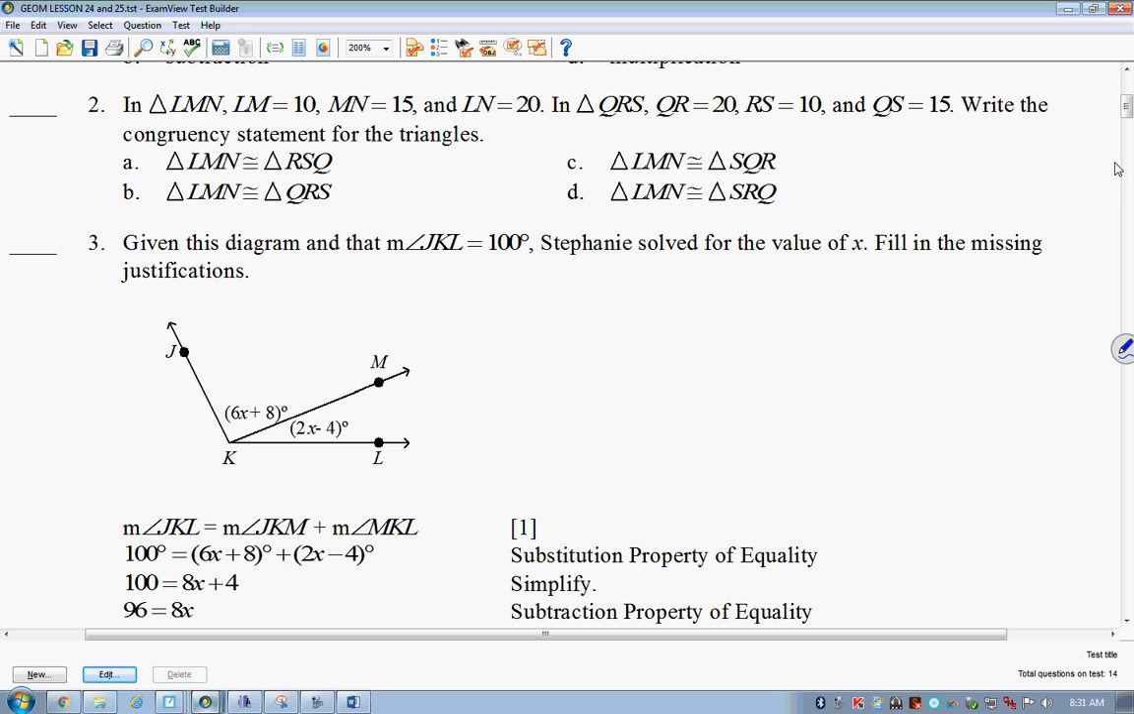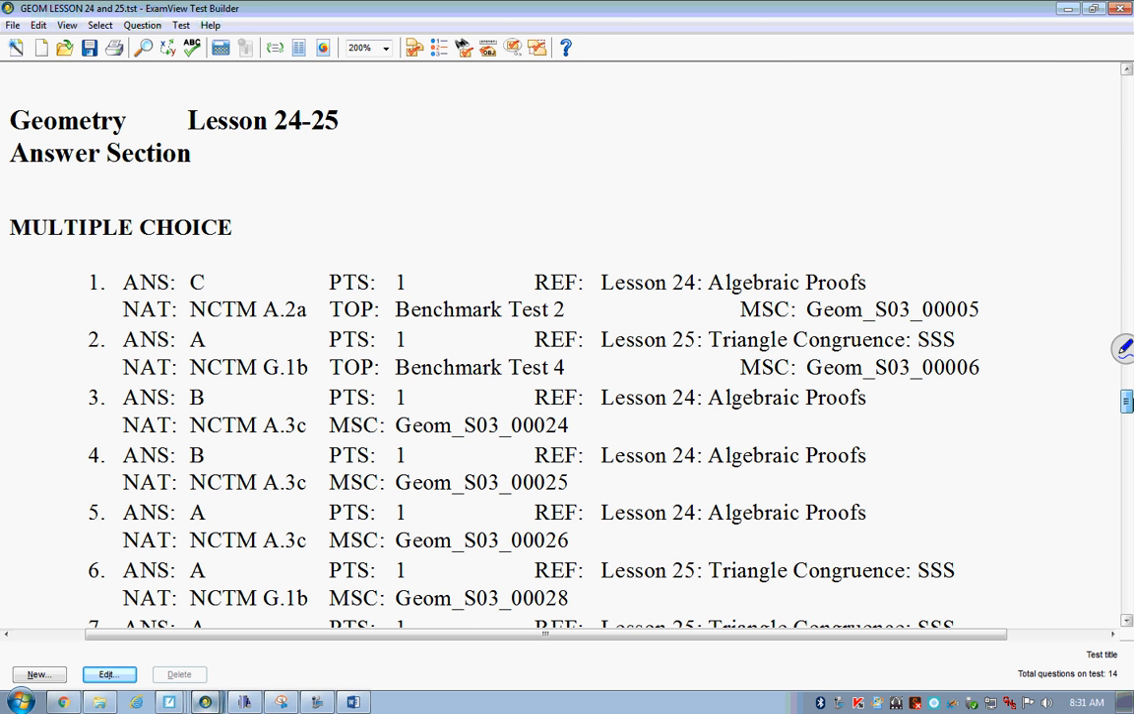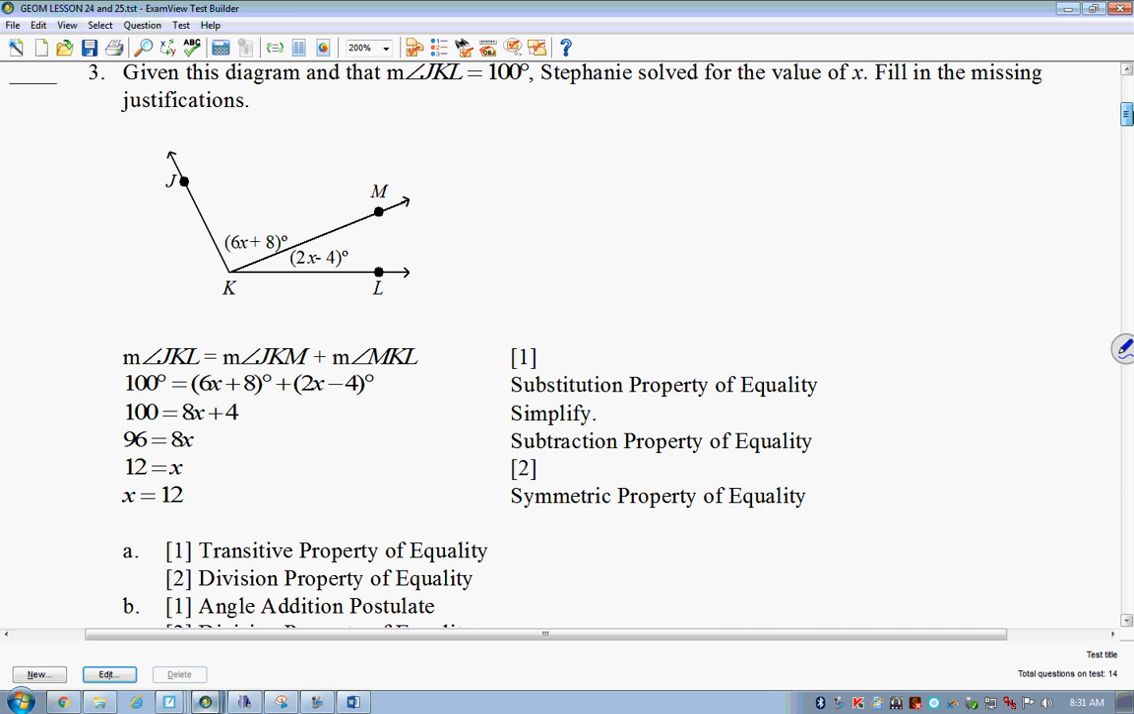All right. Let's see. This is talking about congruency statement. Let's see where number 2 falls in on things. 25, so we don't have to worry about number 2. We'll look at 3, 4, and 5. Okay, 3, 4, and 5. Given this diagram, that measure angle JKL is 100 degrees. So they're telling me all of this is 100 degrees. Stephanie solves for the value of x, fill in the missing justification.